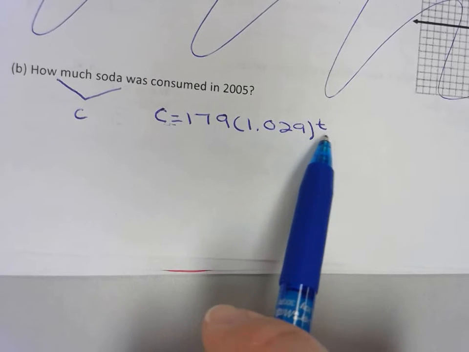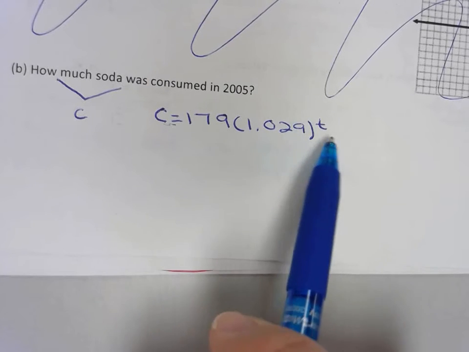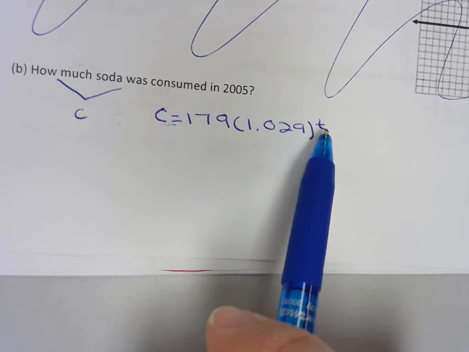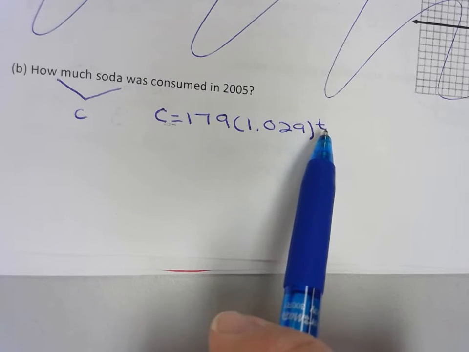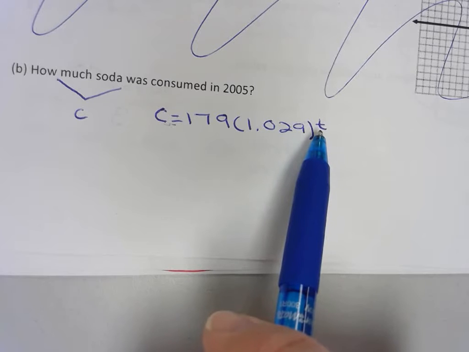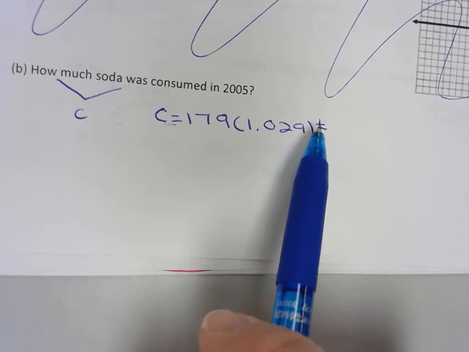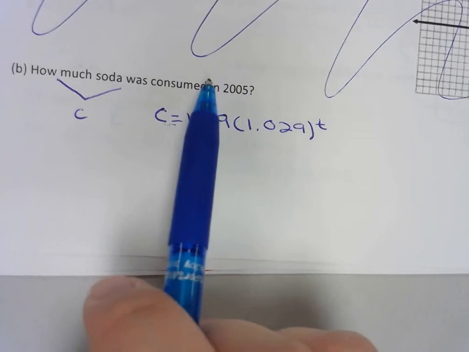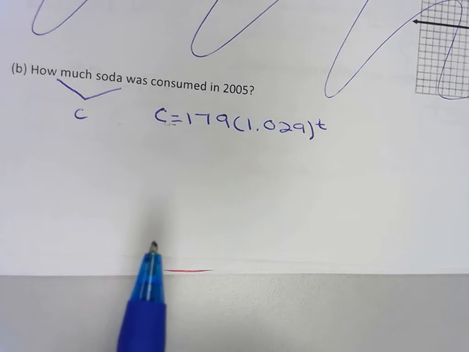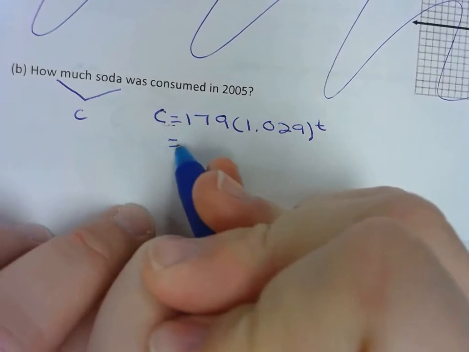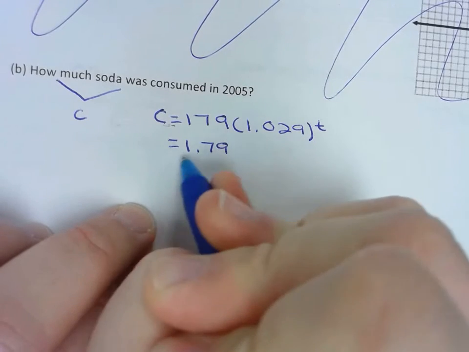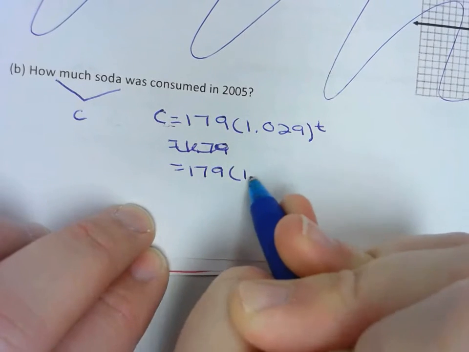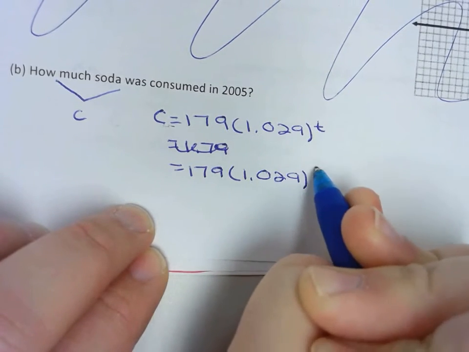Now, I need to know time. What do they tell me about t? What does t represent? A little more specific: t is the number of years since 2000. So if I want to know how much was consumed in 2005, what is t going to be? 5. So I plug 5 in for t. C equals 179 times 1.029 to the 5th power.